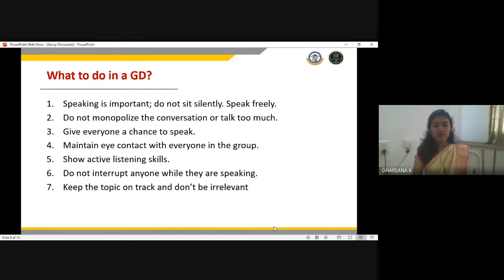Fourth is maintain eye contact with everyone in the group. When you are discussing a point, when you are putting forward a point, you should maintain eye contact with each and everyone in the group. You might be thinking that it is very tough. How can I maintain eye contact with 10 people at the same time? You should just move your eyes to everyone. Don't look at a single person and speak.